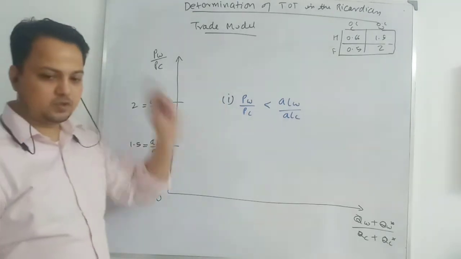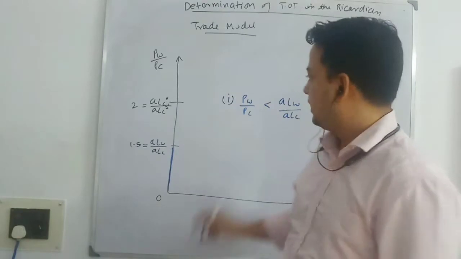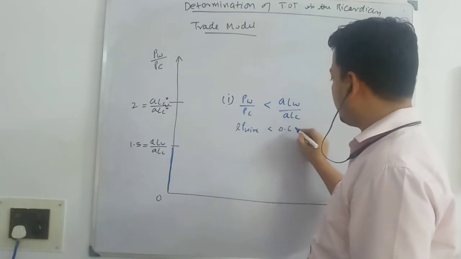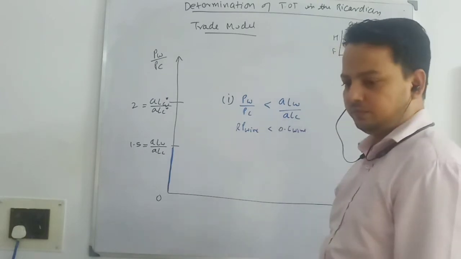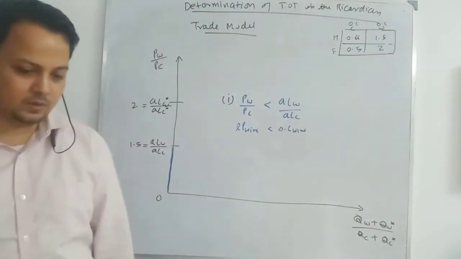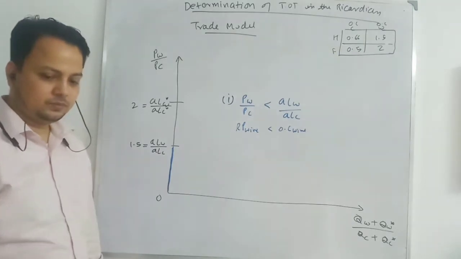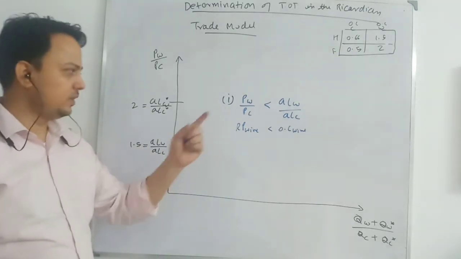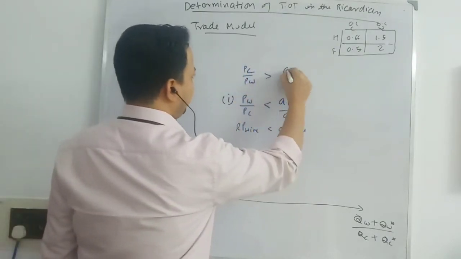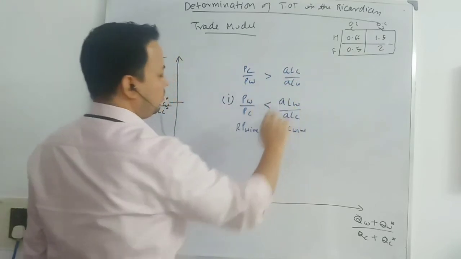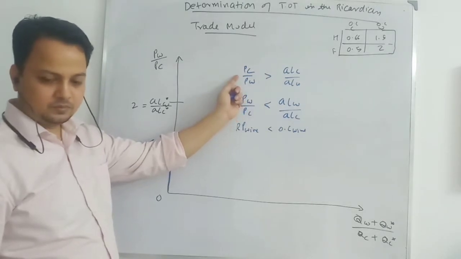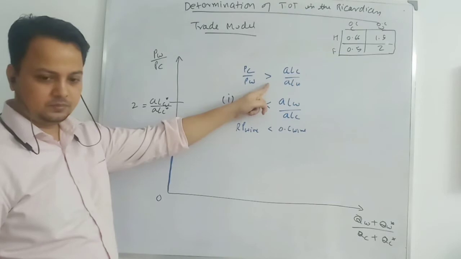We have done this in the pre-trade situation. This is the relative price of wine being less than the opportunity cost of producing wine in terms of cheese. That is why I say revise it. Take the reciprocal of this one. What will it be? PC by PW will be greater than AC by AW. Yes or no? When you do the reciprocal of this one, you will be getting this. The sign will change. Everyone clear?